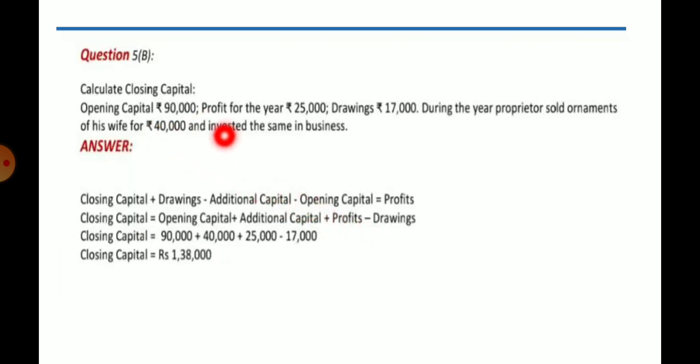Calculate closing capital. Opening capital is 90,000, profit of the year 25,000, drawing 17,000, and during the year the proprietor sold ornaments of his wife for 40,000 and invested in the same business. So closing capital plus drawing less additional capital less opening capital is equal to profit. By putting the values in this, and treating the value of closing capital as x, we get the closing capital. This formula is derived from the first formula, and closing capital is calculated, right?